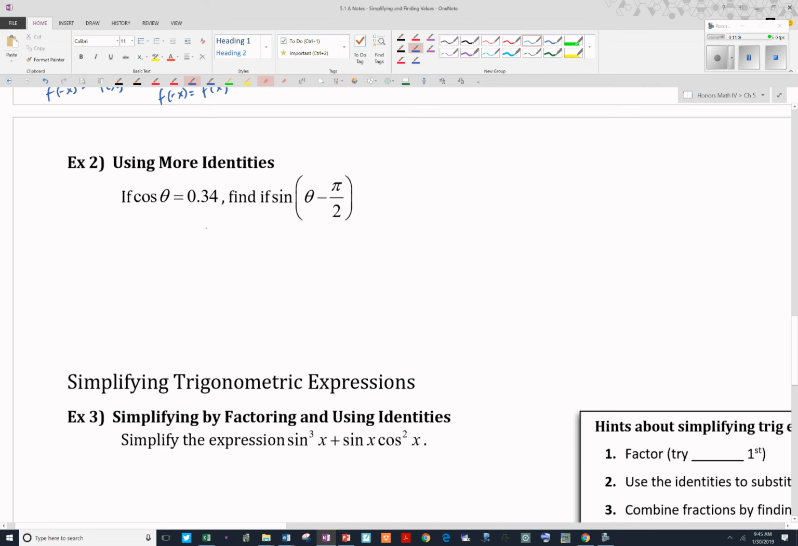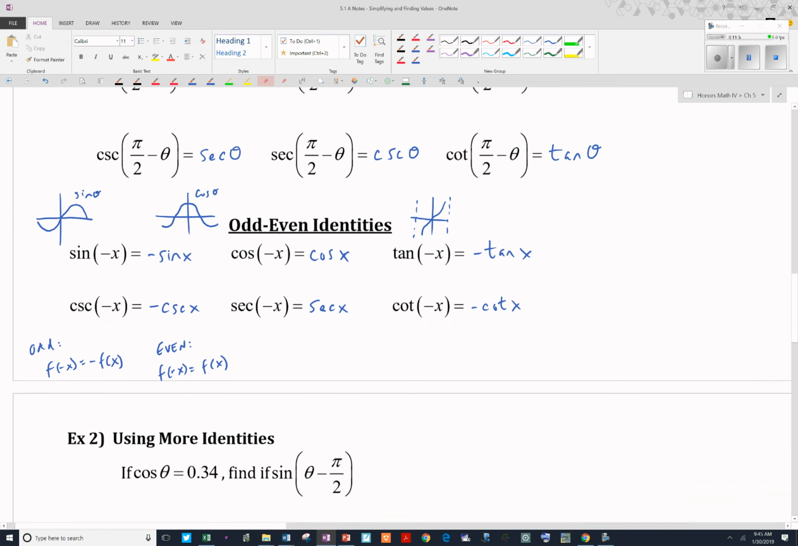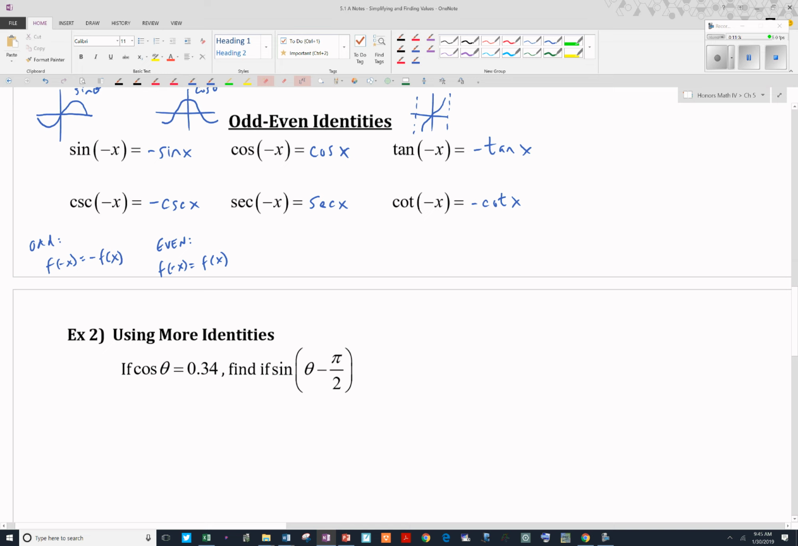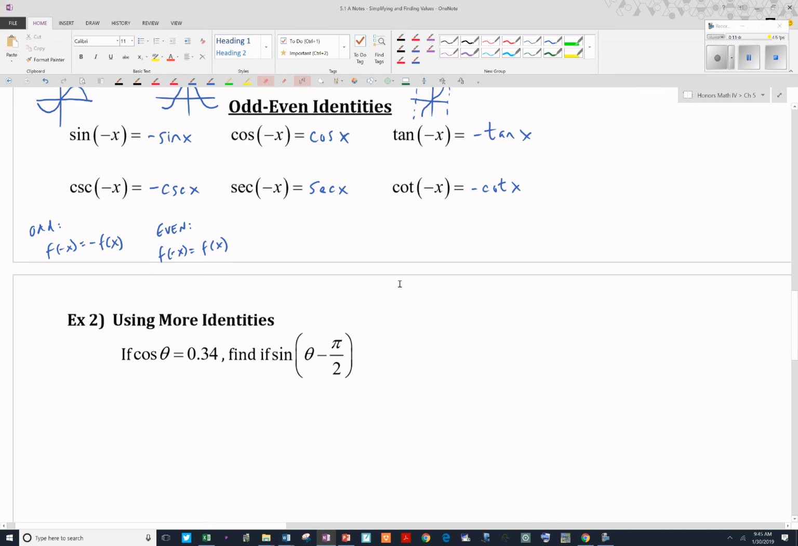And at first you might think, oh, this is going to be easy. We got one of our cofunction identities there. But it's not. If you look back at the cofunction identities, it's pi over 2 minus theta. So we got to do a little work here.